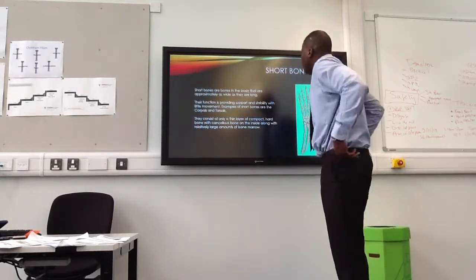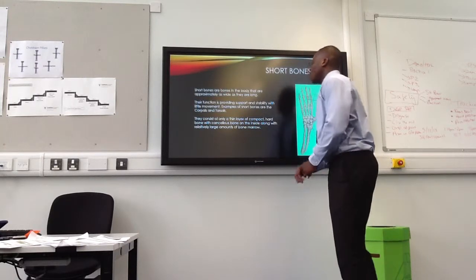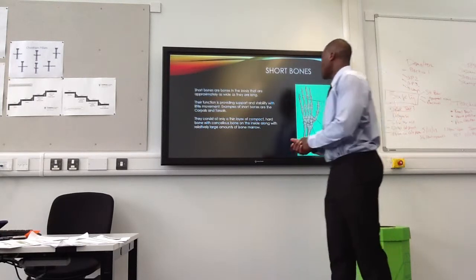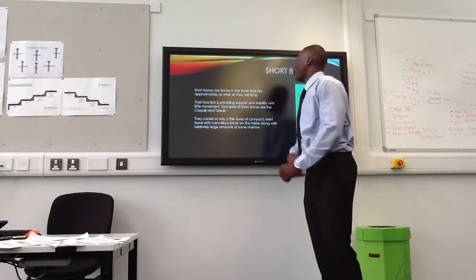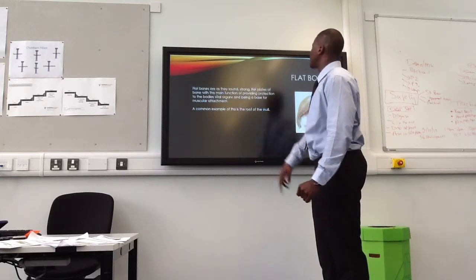They consist of only a thin layer of compact, hard bone with cancellous bone on the inside, along with relatively large amounts of bone marrow.